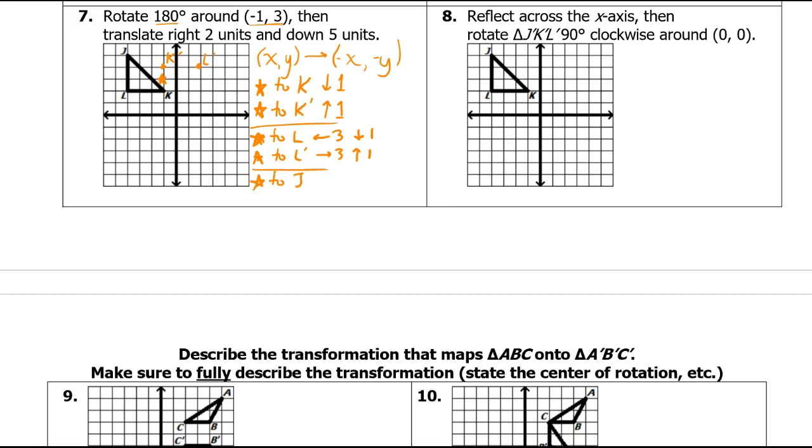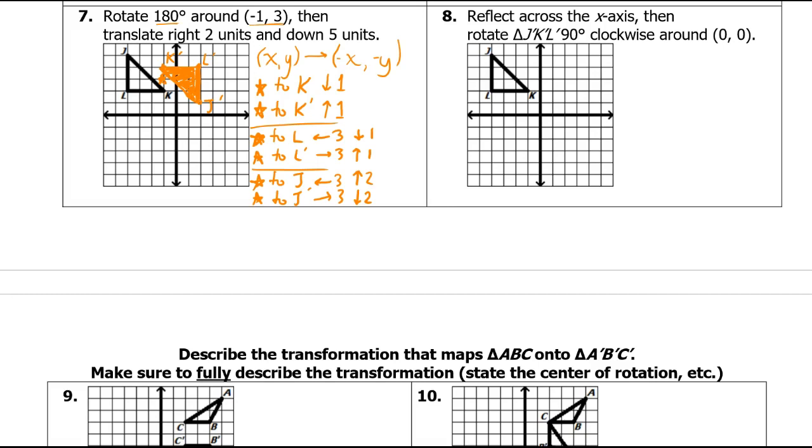From the star to point J, I have to go left 3 again, and up 2. 180 degrees tells me to go right 3, and down 2. So from the star, I'll go right 3, and down 2. There's J prime. And I'll connect those. And you can see my two triangles are just kind of in opposite positions around that star.